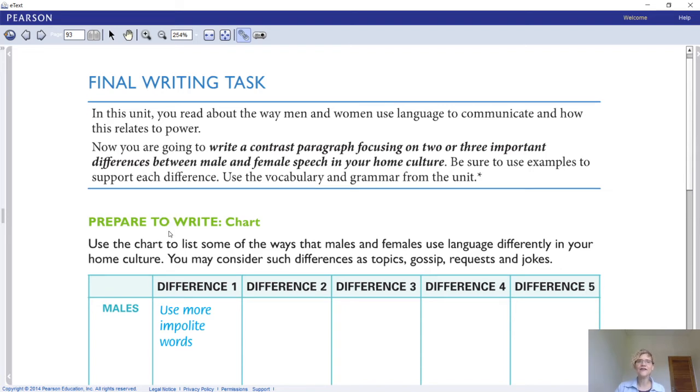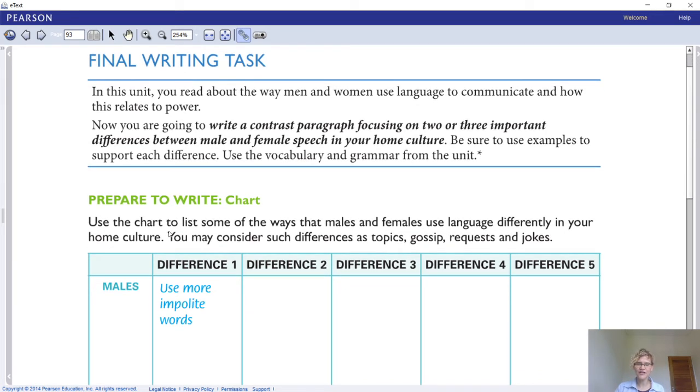Now, for your final writing task, which is your writing project, you write a contrast paragraph focusing on 2 or 3 important differences between male and female speech in your home culture, which can be Indonesia, which can be Bali, or even if you want to emphasize it on a smaller scope, even the city or the village you're from. Okay, so one paragraph showing contrast.